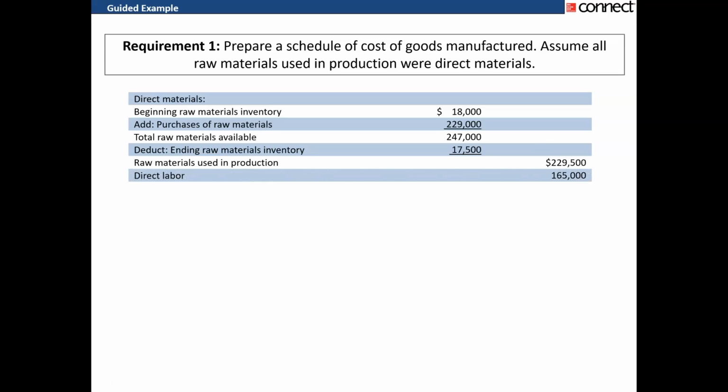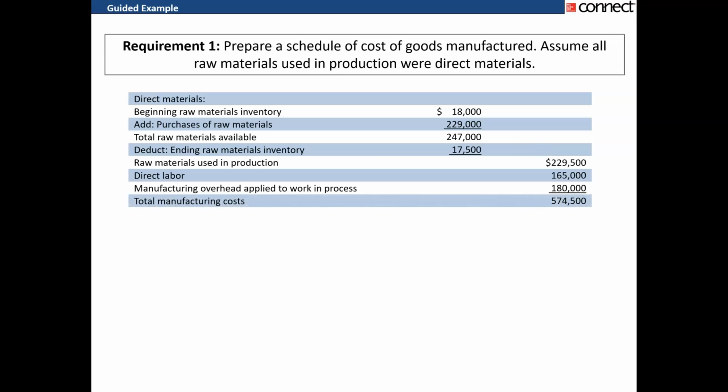Okay, then we go into direct labor. They told us that direct labor was 165. And manufacturing overhead applied was 180. If we take the direct materials, direct labor, and overhead applied, we get the total manufacturing costs.